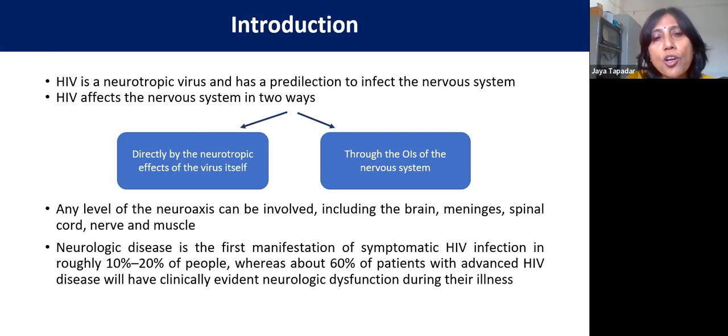Now, neurologic manifestation could be the first manifestation in around 10 to 20% of PL-HIV, but it has been seen that 60% of patients with advanced HIV will have clinically evident neurologic dysfunction during their illness. So what we want to stress upon is that it is very, very common to have HIV affecting the nervous system.